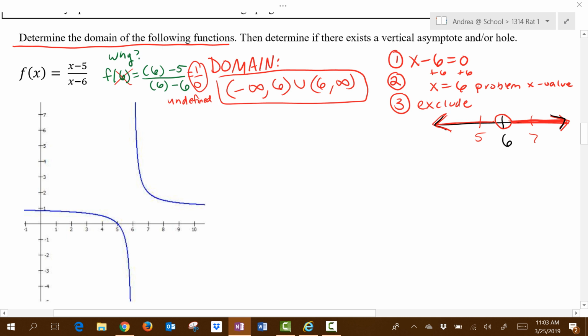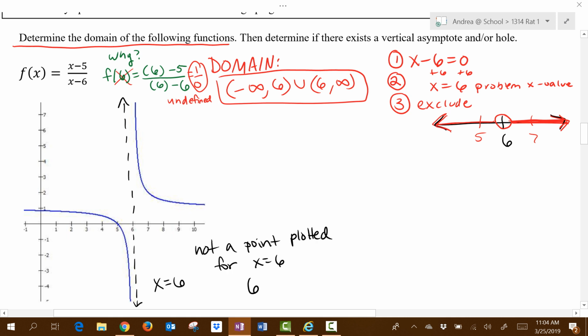Now what does this look like on our graph? When we go to the graph and we look at x equals 6, what we notice is that the graph is actually broken up into two parts at x equals 6. If I were to draw a dotted vertical line at x equals 6, you will see that the graph is split into two parts to the left and to the right of x equals 6. But there is not a point plotted for x equals 6. So on the graph, you don't have 6 comma some y value plotted because 6 goes into the function and gives me out something that is undefined.